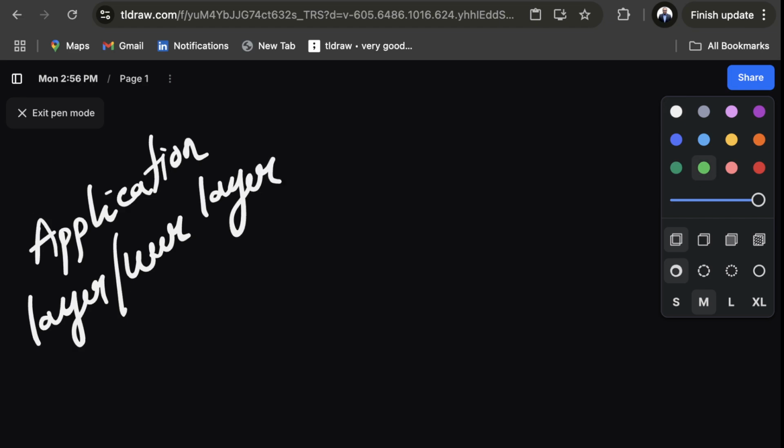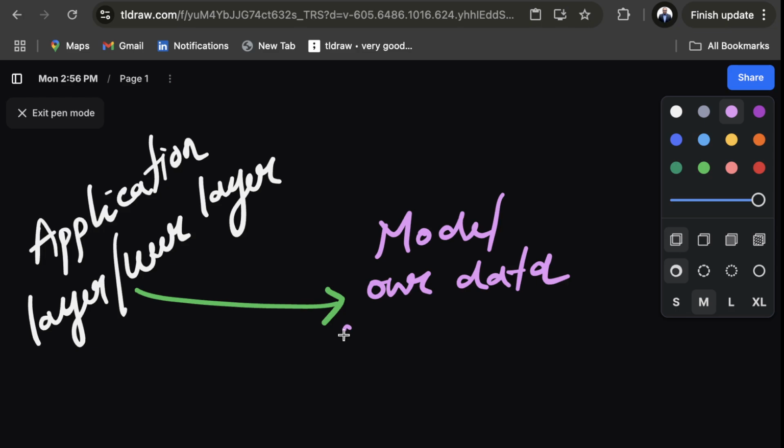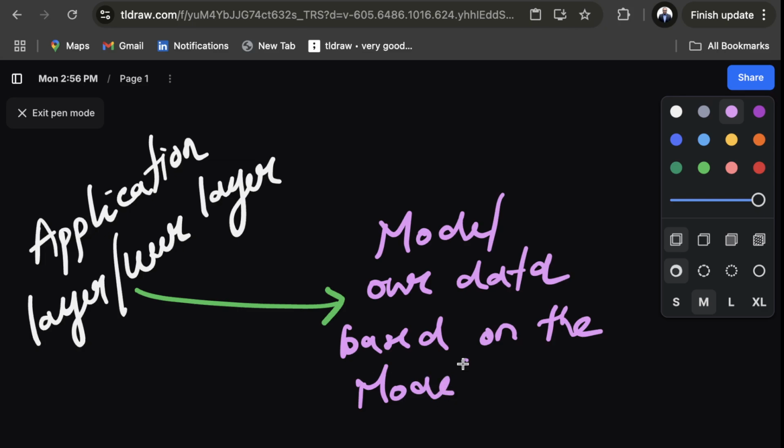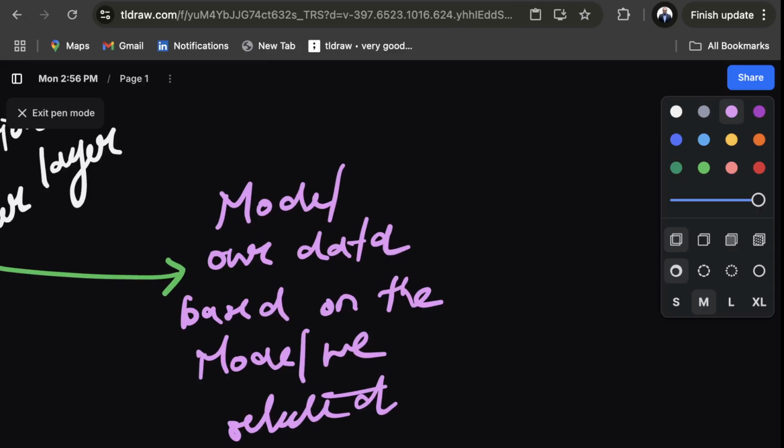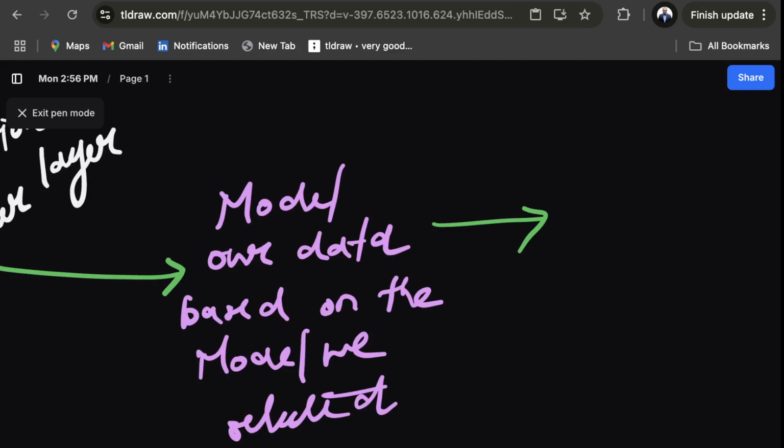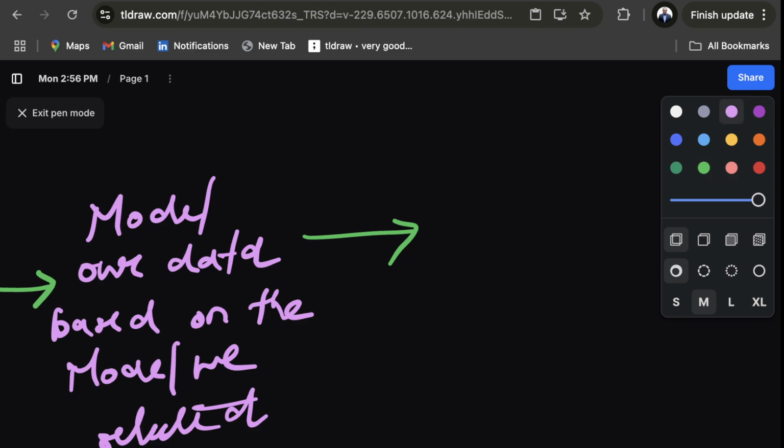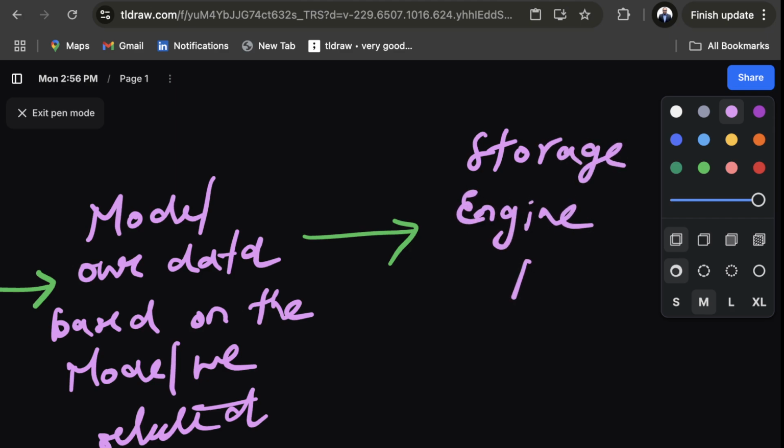Then we have something called the database layer. This database layer is where you model our data based on the model we have selected. Then we have a storage engine. The storage engine is basically going to convert it into ones and zeros. This is hardware language, right? So here is where we come to hardware language.